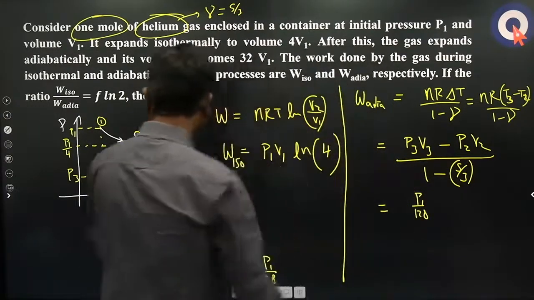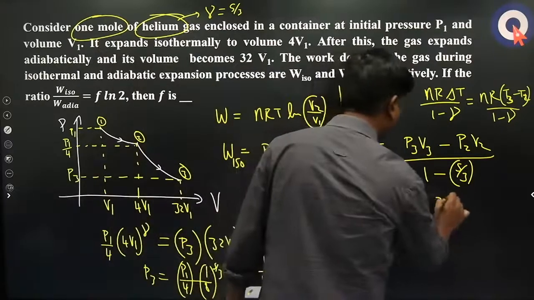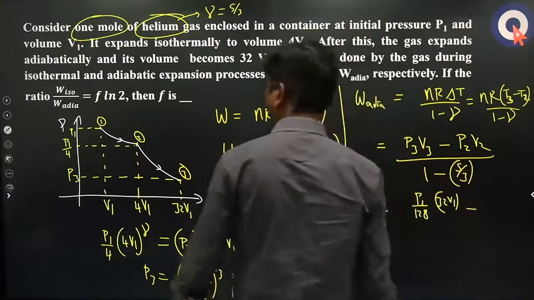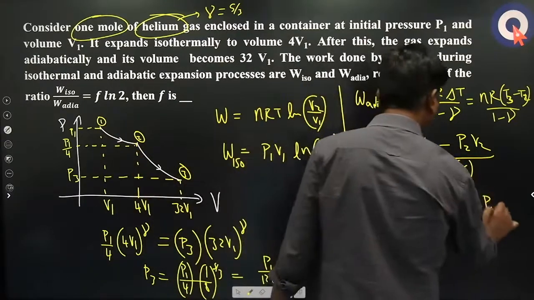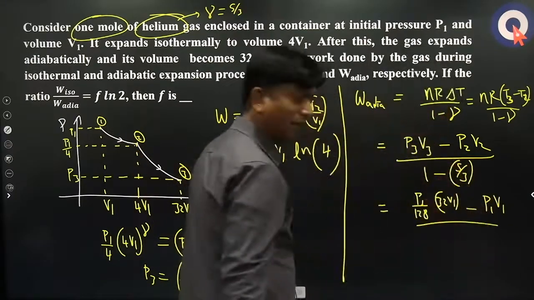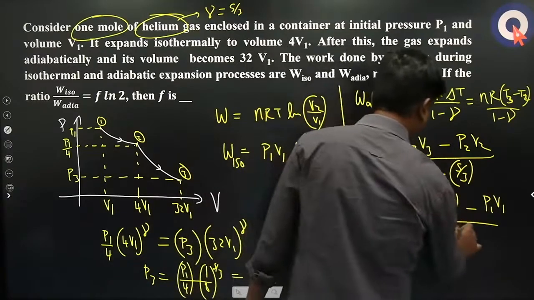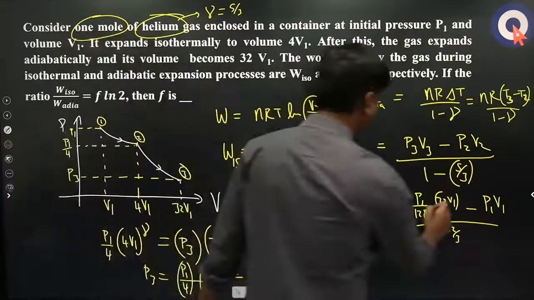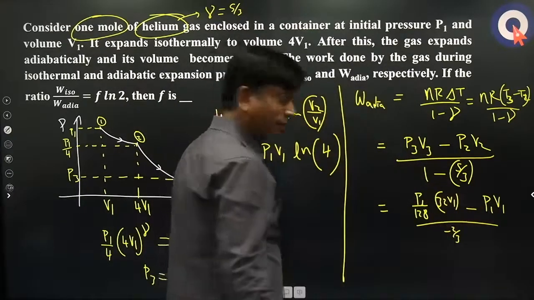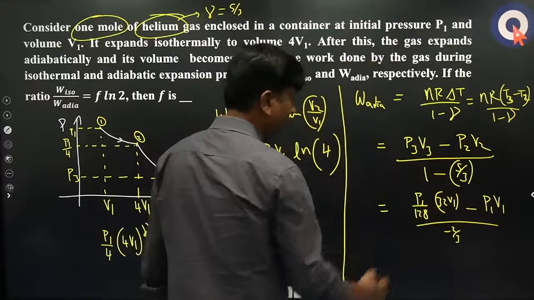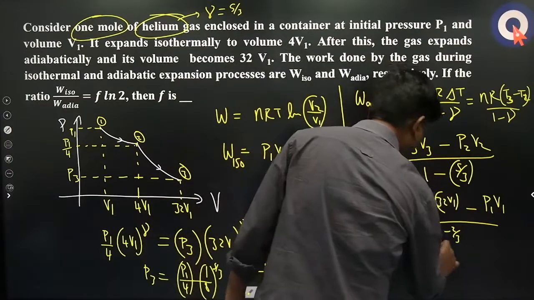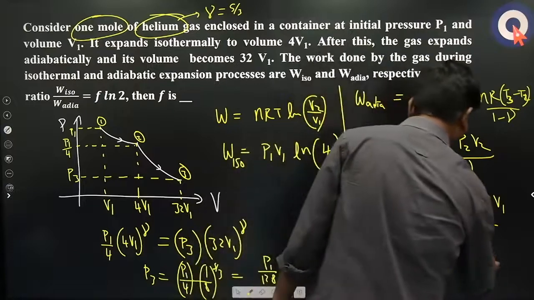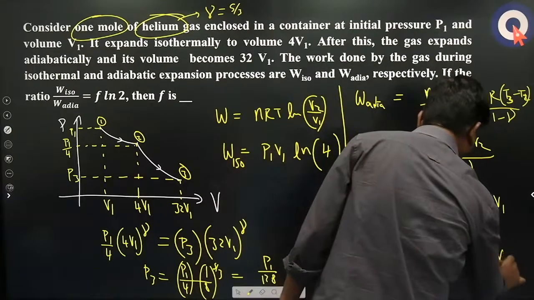V3 is 32V1, minus P2 V2, which is same as P1 V1, by 1 minus gamma, 1 minus 5 by 3, which is minus 2 by 3. So P1 V1 by 4 minus P1 V1. So P1 V1 times 1 by 4 minus 1, that is minus 3 by 4, upon minus 2 by 3. I think so, 9 by 8 P1 V1.